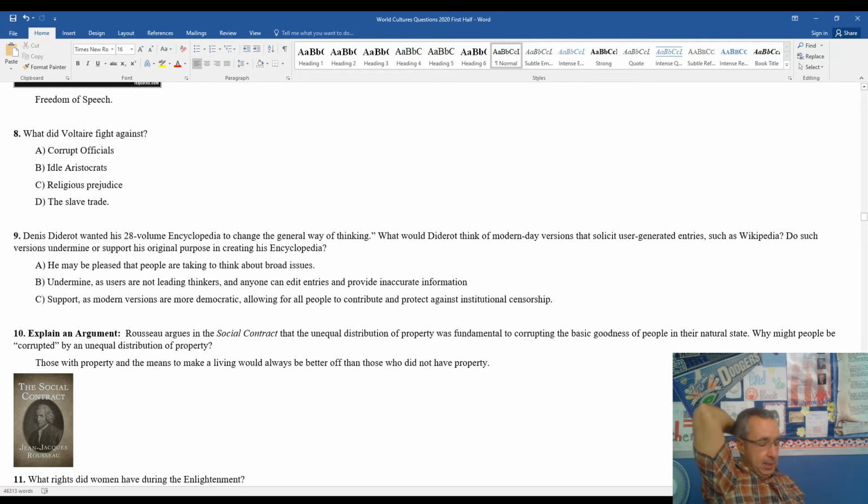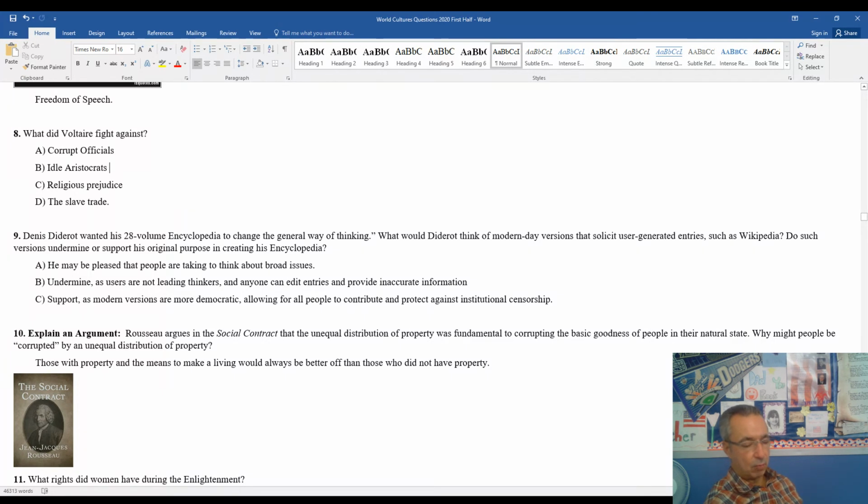So you can look at the comparison of an academic encyclopedia system that Diderot came up with versus that of the modern day citizens who edit Wikipedia. He might be pleased, Diderot, that people are taking time to think about broad issues themselves and making their own opinions. On the other hand, it could undermine it as users are not leading thinkers.